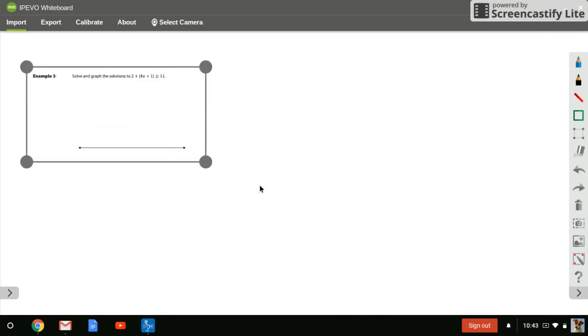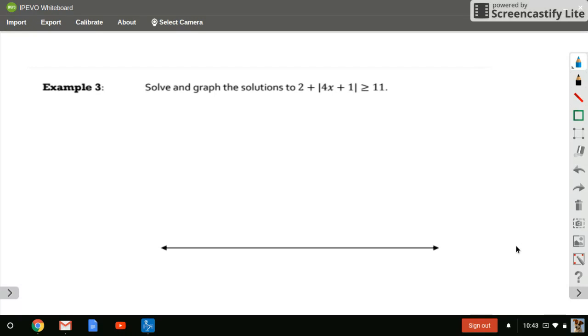Here comes example number 3. So now this one we do need to isolate first. 2 is being added to our absolute value, so we're going to subtract. So now we're left with the absolute value of 4x plus 1 is greater than or equal to 9. Again, our original sign is greater, so we know this is going to be an or statement.